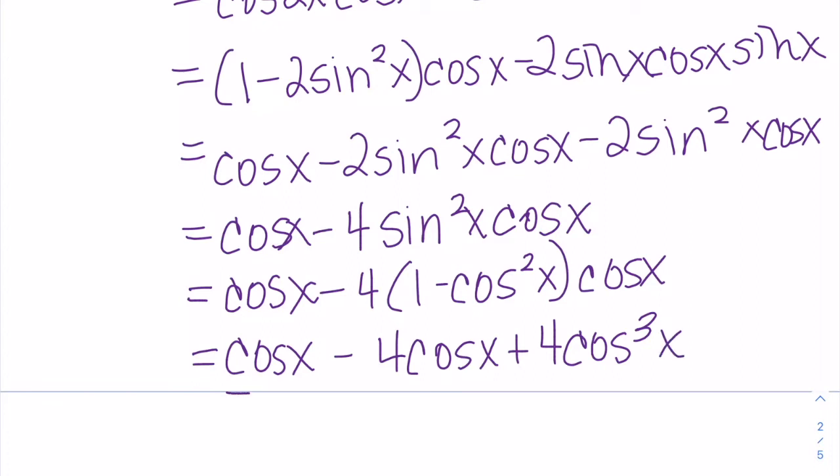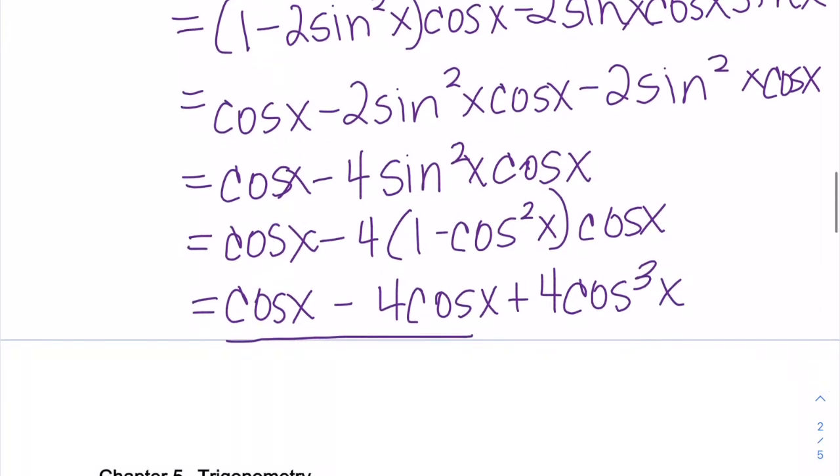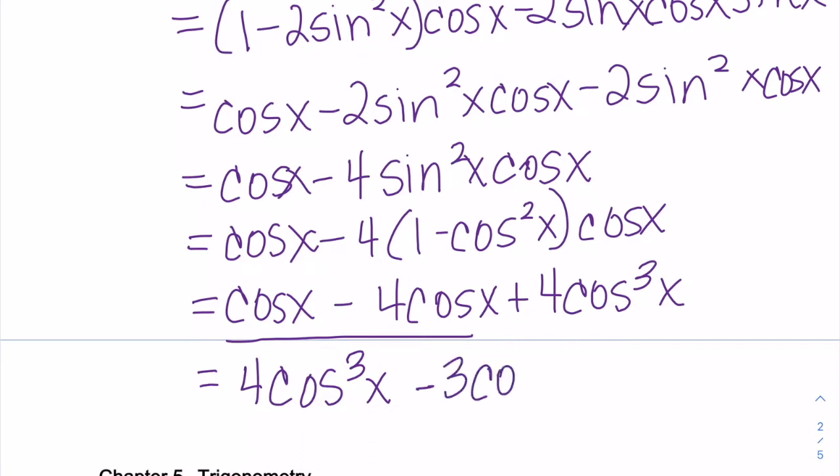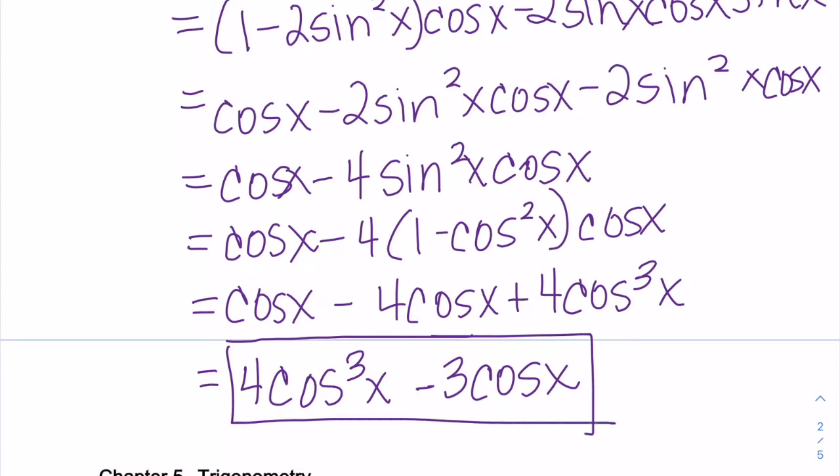All right, so we actually have another set of like terms here. So I'm going to rewrite this as 4 cosine cubed x minus 3 times the cosine of x. So now we have only cosines and no double and triple angles anymore.